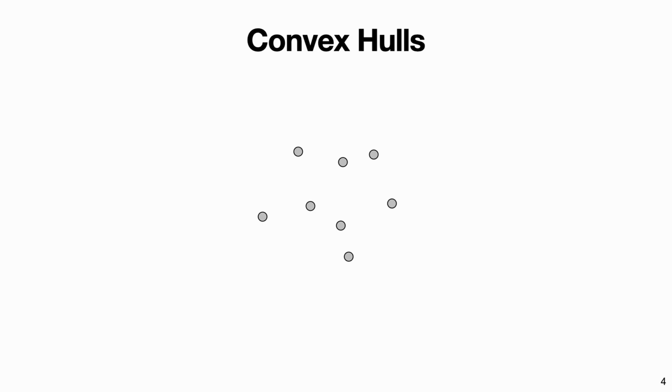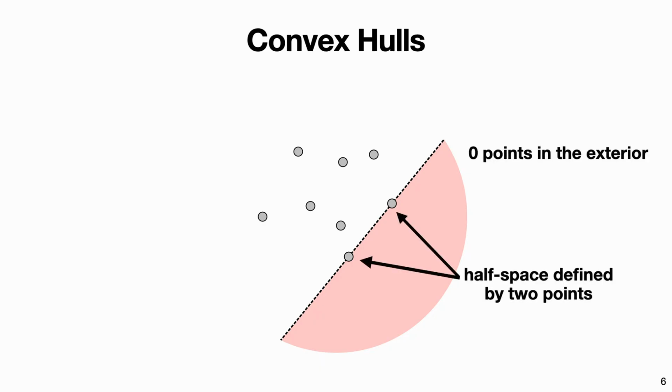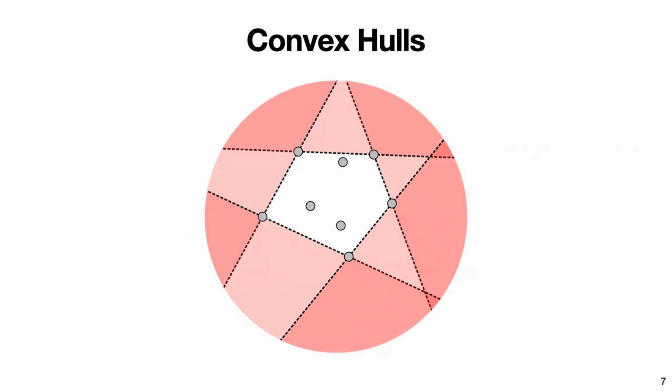So, we start with the convex hull. We have a point cloud, and we assume general position, so no 3 points should be collinear in 2D. The convex hull is the smallest convex set that contains all of the points. We define half spaces that separate space into an interior and an exterior, and for the convex hull, we are interested in all the half spaces that have 0 points in the exterior and are defined by exactly 2 points of the point cloud. In the end, we can compute the intersection of the interior space of these half spaces to get the convex hull.